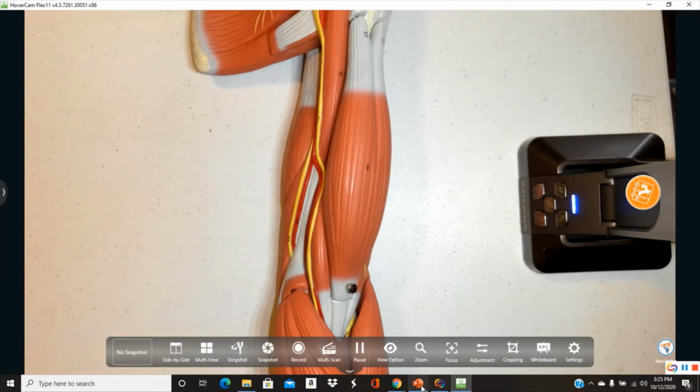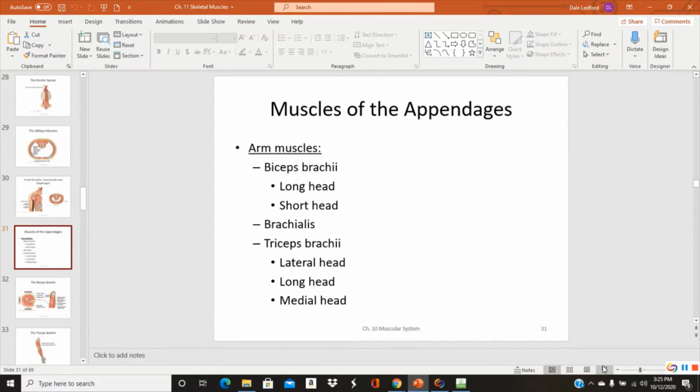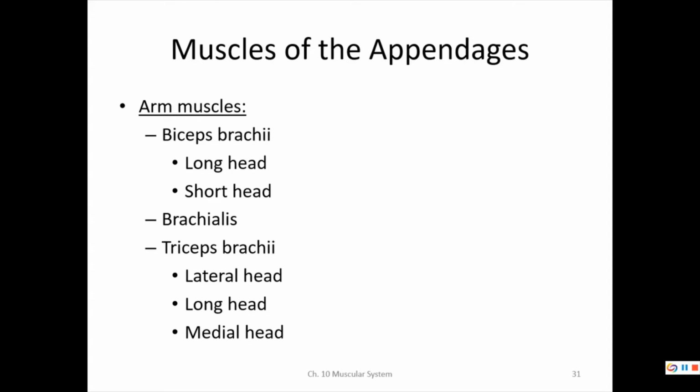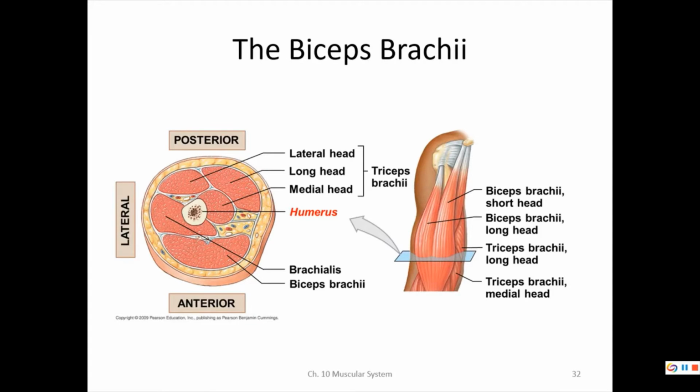Now, with all the muscles of the arm, biceps brachii, brachialis, and triceps brachii muscles, and the individual heads that have been located, now we can turn our attention to some other muscles.